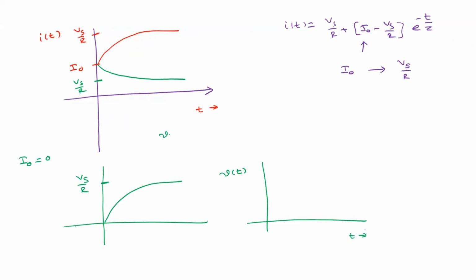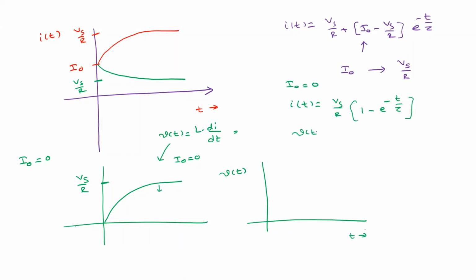So what is the voltage across the inductor V of t? That's L into di by dt, right? If in this case you assume that I naught is not equal to 0, what is the voltage across the inductor? Tell me what is this value? If I naught is equal to 0, it will be I of t equal to Vs by R into 1 minus e to the power of minus t by tau, right? Agree?